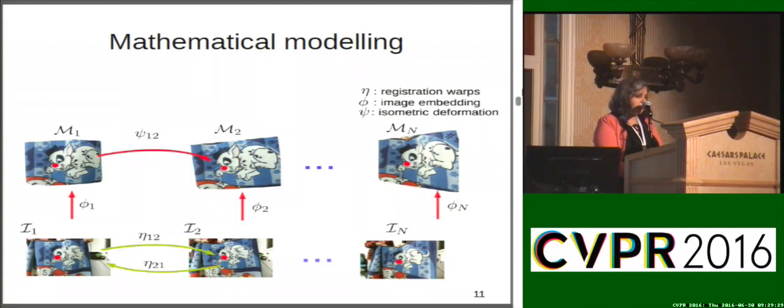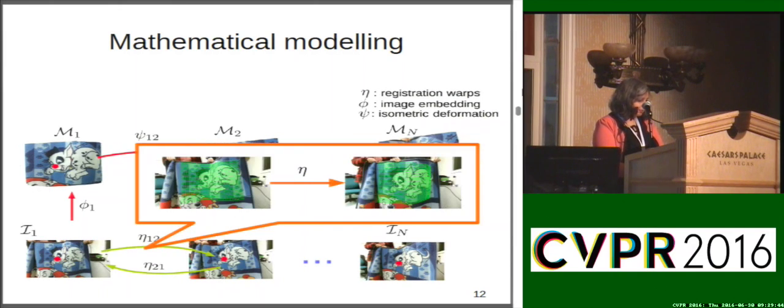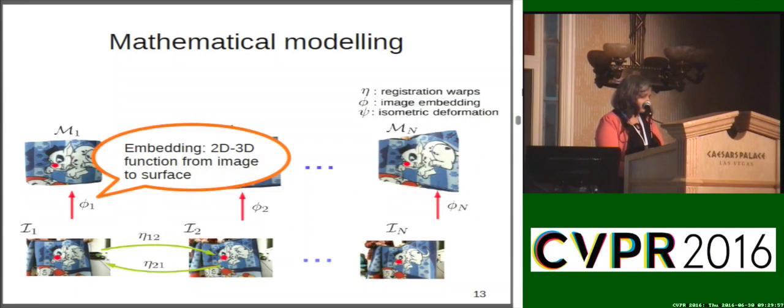This is the basic mathematical model of our problem. So we have m1 to mn, n surfaces of the object undergoing deformation, and then we have I1 to In, n corresponding images. We have eta 1,2 and eta 2,1. These are the registration warps between the images. These are computed using the point correspondences on the images.